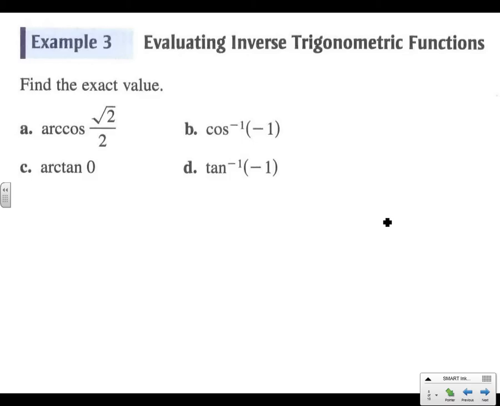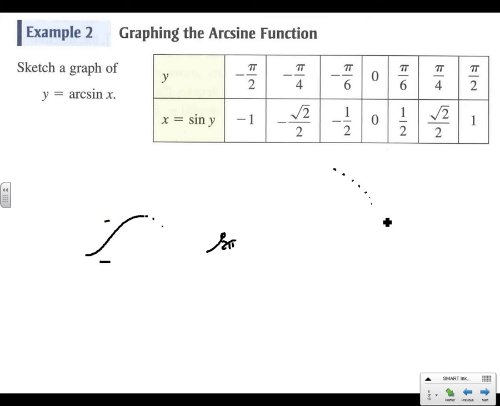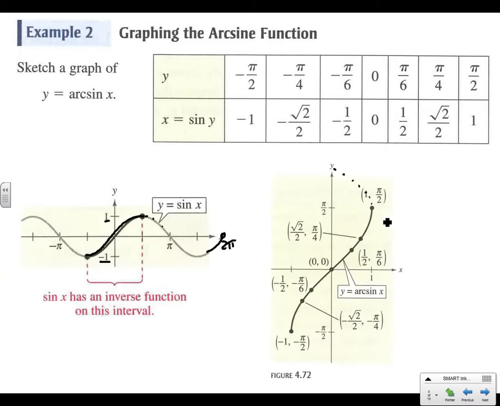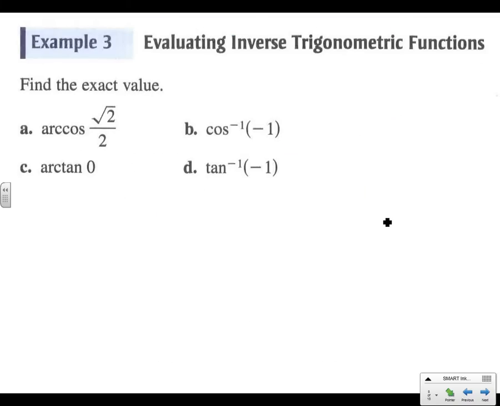Let's move on then to example 3, working with some of the values. Find the exact value of arc cosine of root 2 over 2. For all of these, we would flip back to our unit circle if we needed to. At this point, though, I'm expecting you to have that unit circle fairly well memorized. You should be able to tell me where on the unit circle we have an x value of root 2 over 2. If you said 45 degrees, you are in business. Cosine inverse of -1, that's the same as saying arc cosine. Where on the unit circle is the x value -1? If you said 180 degrees, you are on top of it.